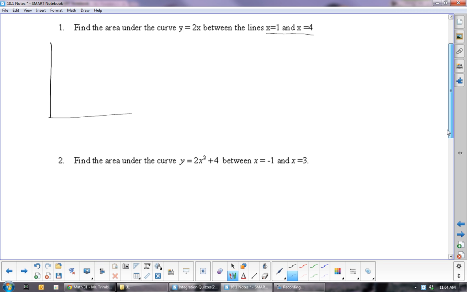we'd be going through, because this is 2x plus 0. So the b is 0, right? And we'd be going at a slope of about 2. So we're going something like this. It says find the area under this. Okay? And it wants it between 1 and 4.